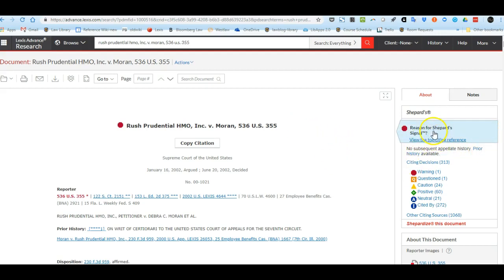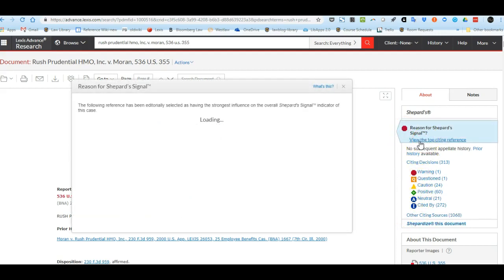And what the new feature is here on the right, you see reason for Shepard's signals. So what Lexis is pulling out is essentially what they call the top citing references. Why did Lexis decide this deserved a red stop sign as opposed to any of these other signals? And it gives you the major case, and you get to the point in the case that caused the red signal, where you see the language that Lexis determined was the reason for this signal.